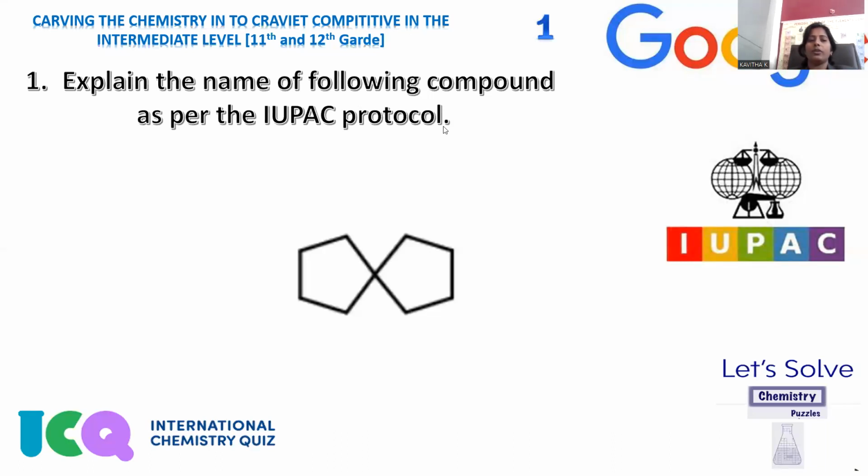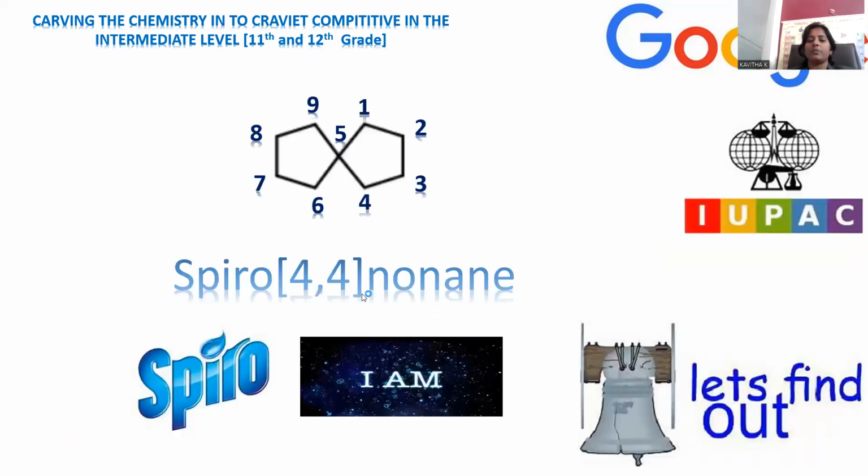Name the following compound as per the IUPAC protocol. IUPAC stands for International Union of Pure and Applied Chemistry. As per the IUPAC, we need to assign the name for the given compound. It is the kind where you can find two ring systems connected with one common carbon. Whatever compound is combined with one carbon is said to be spiro.